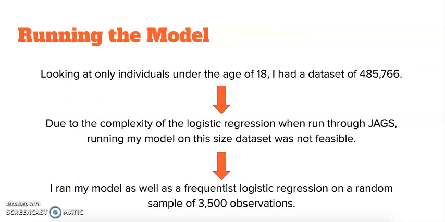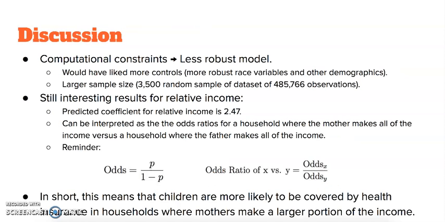And in running my model, I actually ran into some huge computational constraints. The ACS, even when I looked at individuals under the age of 18, because I wanted to see children, was an enormous data set. So I looked at a random sample of 3,500 observations when I actually ran my model. Computational constraints were definitely one of my biggest problems, but I was still able to find some interesting results from relative income, showing that children were more likely to be covered in households where the mothers made a larger portion of the income.